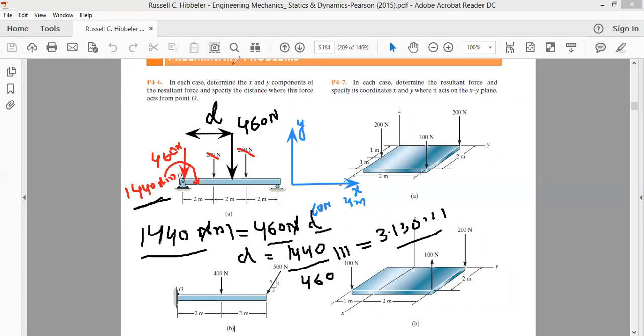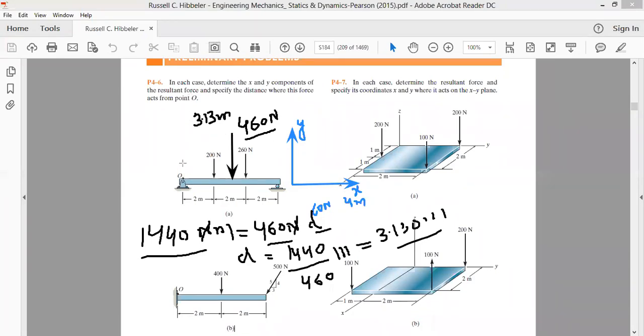It means that we can replace this force of 460 Newton and this moment of 1440 Newton meter at point O by a single force of 460 Newton acting at a distance 3.13 meter from point O. Okay, at a distance 3.13 meter from point O. So this is quite interesting.